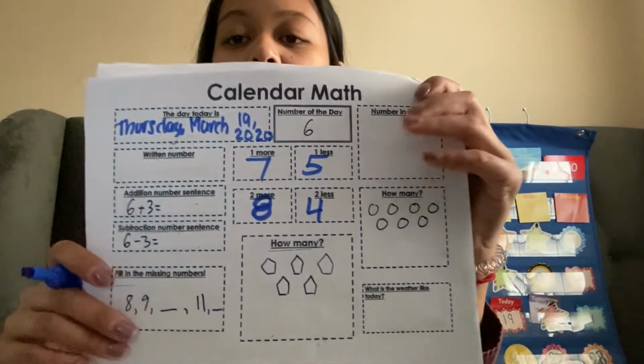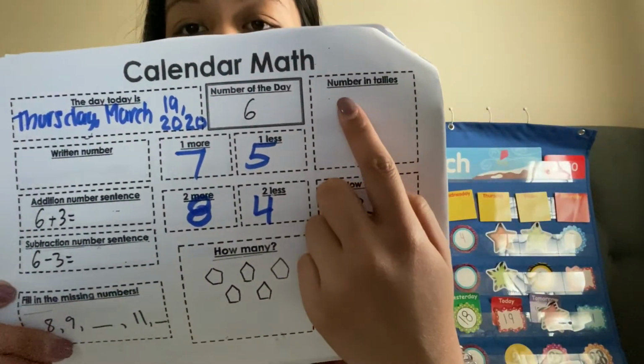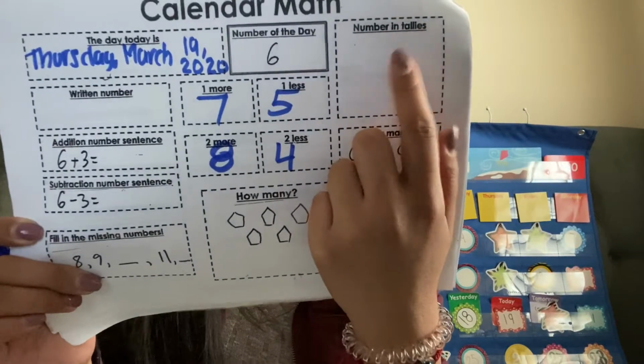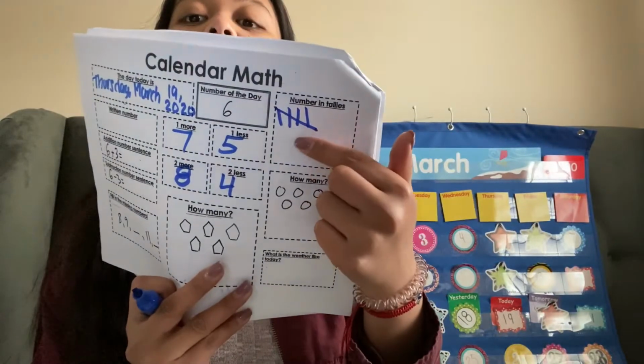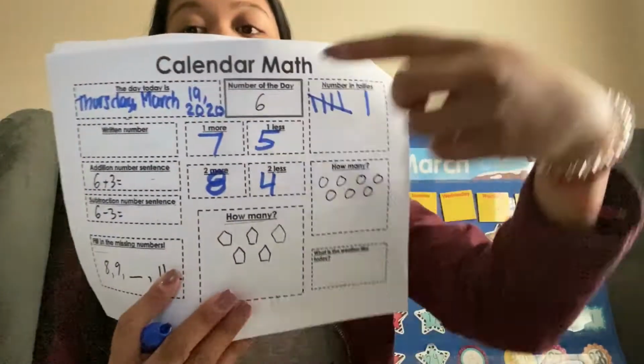Okay, Rocketeers. I'm going to fill in the rest of these with you guys. So this box right here where it says number and tally marks, we're going to do that. So don't forget, you count 1, 2, 3, 4 cross. So we know that we have our 5 right here. And then I'm going to count 1 more. So right here we have 6. And then we're going to write the number 6 right here.